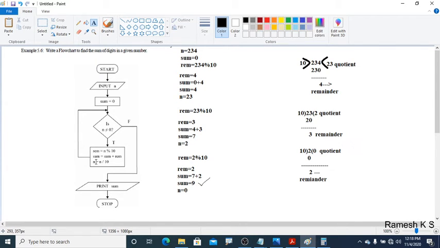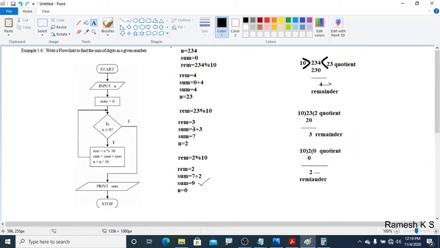Again, the n value is taken, moves up, and the condition is checked again. 23 not equal to 0 becomes true. It will come down, again finding the remainder value 3. All of you know 23 divided by 10 means 10 into 2, and 3 is the remainder. We place the remainder value 3 here.